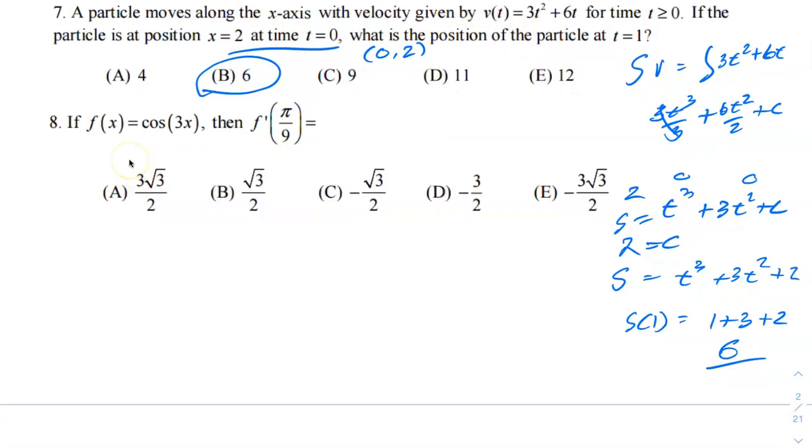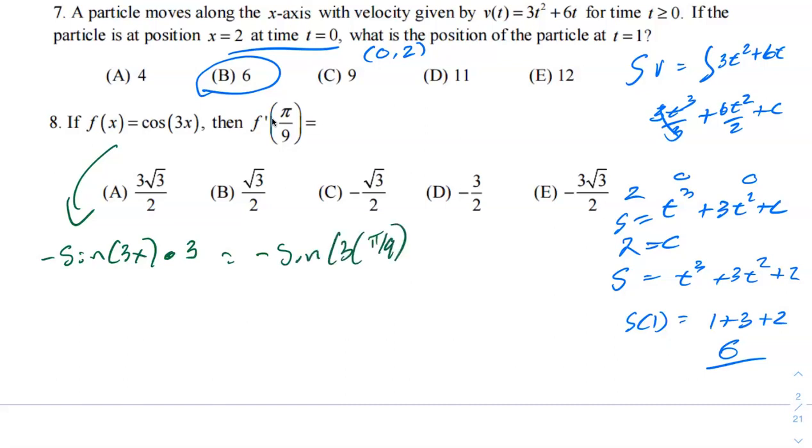8. f of x equals cosine 3x, then find f prime of pi over 9. So we want to take a derivative of cosine. That's a little chain rule. So the derivative of cosine is negative sine 3x times 3. Remember, with chain rule, you just multiply by the derivative of the inside. Now I've got to plug in pi over 9. So it's going to be negative sine of 3 times pi over 9, times 3. Now, if you notice all the answers, you always have to simplify trig functions in AP Calc.